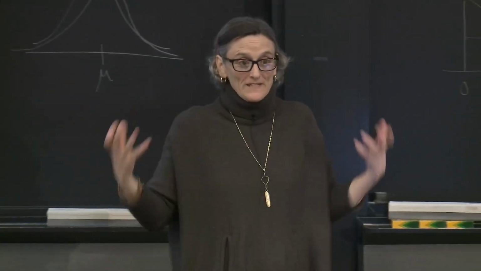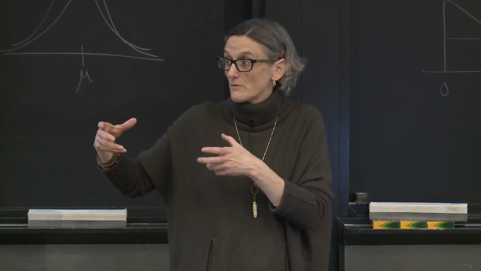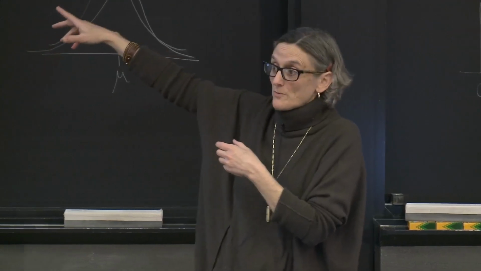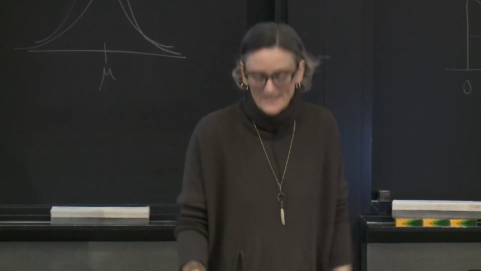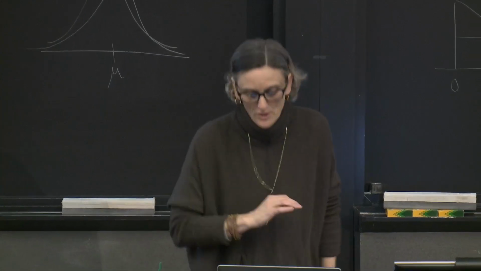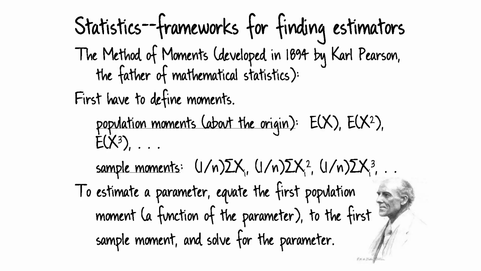Okay, so we've got these population moments, which you can think of as functions of the parameters. And then we've got the sample moments, and we use those together to derive estimators. To estimate a parameter, we equate the first population moment, which is a function of the parameter, to the first sample moment, and then we just solve for the parameter.